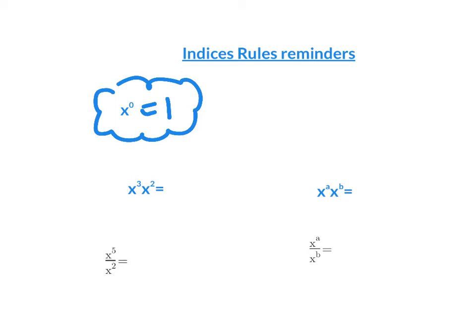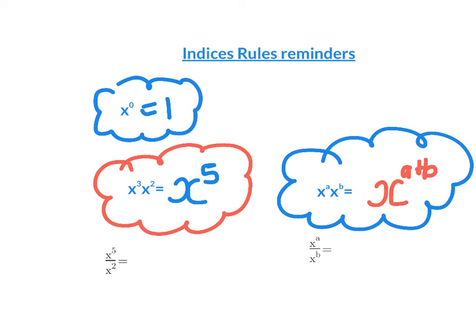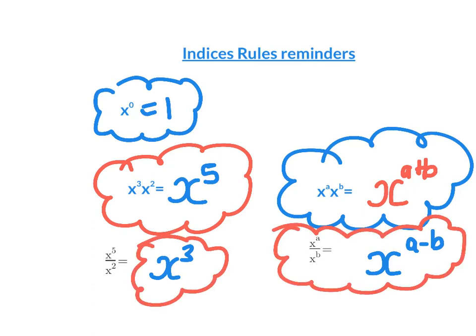X cubed multiplied by x squared is x to the power of 5. And the general rule for that is we add the powers when we're multiplying. X to the power of 5 over x to the power of 2 is equal to x to the power of 3. And the general rule when we're dividing indices with the same base number is we subtract the powers. We're going to be using these inverse rules a lot while we're differentiating, so please make sure that you're up to speed with all the rules.